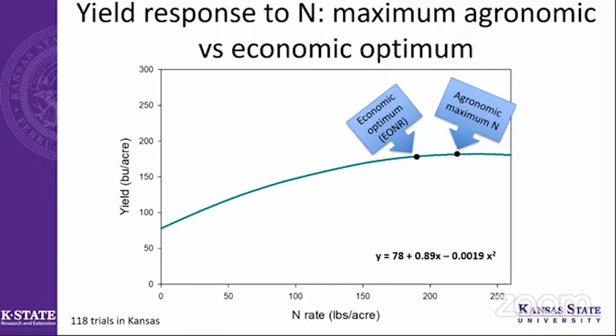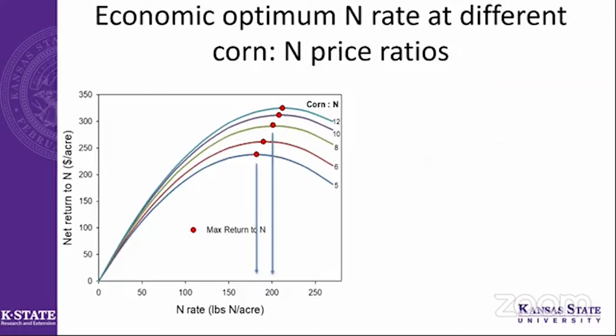And we need to be thinking about this, okay? How much we can cut back and still be in that economic optimum. And I'll show you what could be the impact of that. I hope you can see this graph well, but what I have here is the net return to nitrogen fertilizer. This is nitrogen rates here.